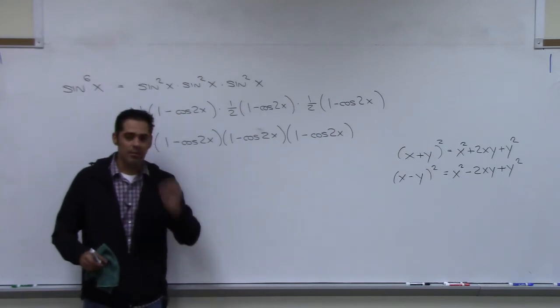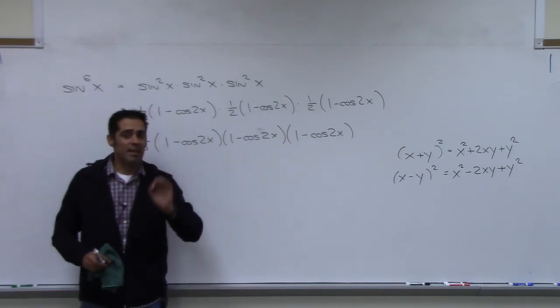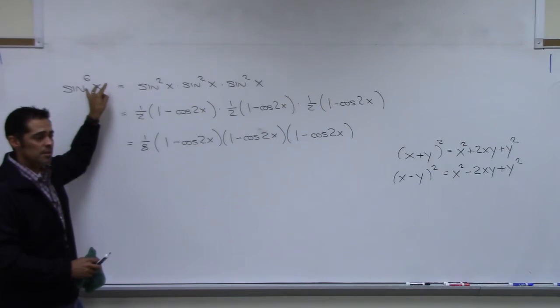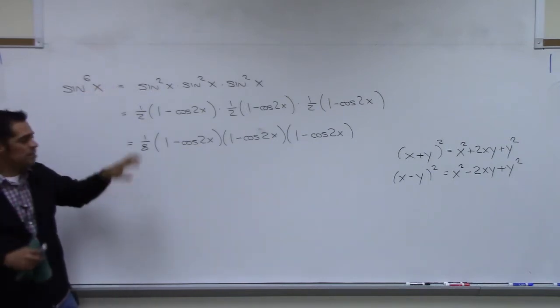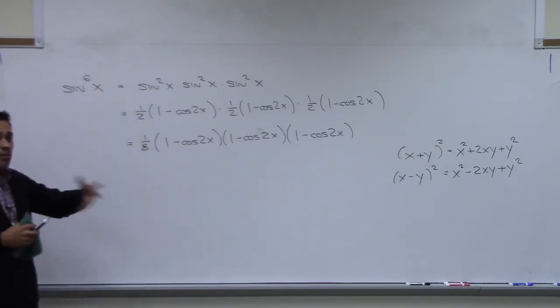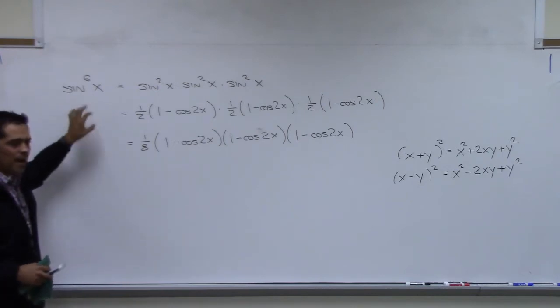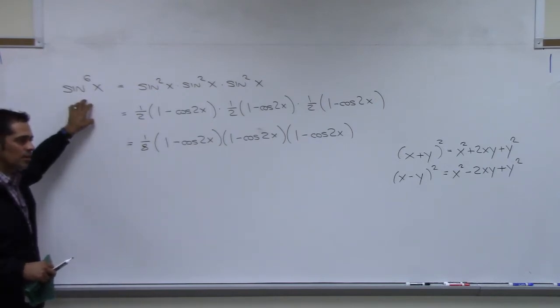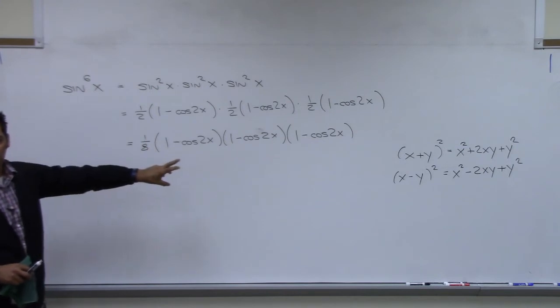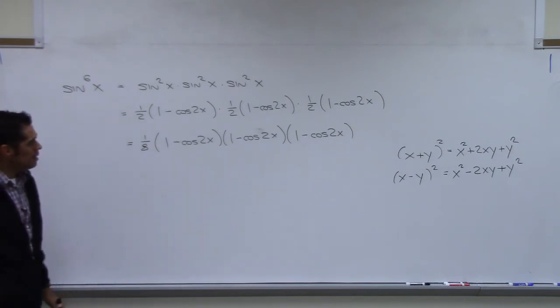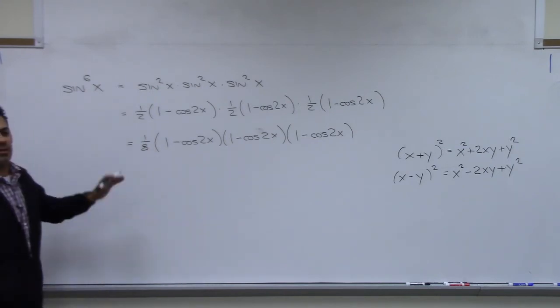Understand? The reason is in Cal 2, we can handle odd powers. When we're trying to walk backwards in Cal 2, odd powers are easy to do, even powers are harder. So we have to do the power reducing on the even. All right, does that seem like a good little bonus?